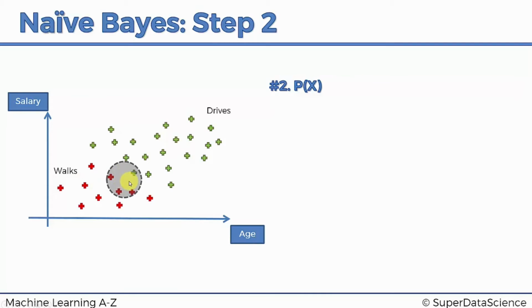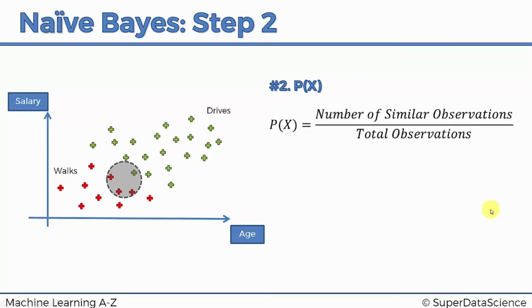So the point we're adding to our dataset, we've just removed it, it's over there. And we've agreed that any dot inside the circle is deemed to be similar to that dot, or in other words, deemed to be exhibiting similar features, so similar age and similar salary to that dot. And therefore, that's what we're calculating. So P of X is very simple. We just need to calculate the number of similar observations, so the number of observations that actually fall in here, which is 4, divided by the total number of observations, which is 30.